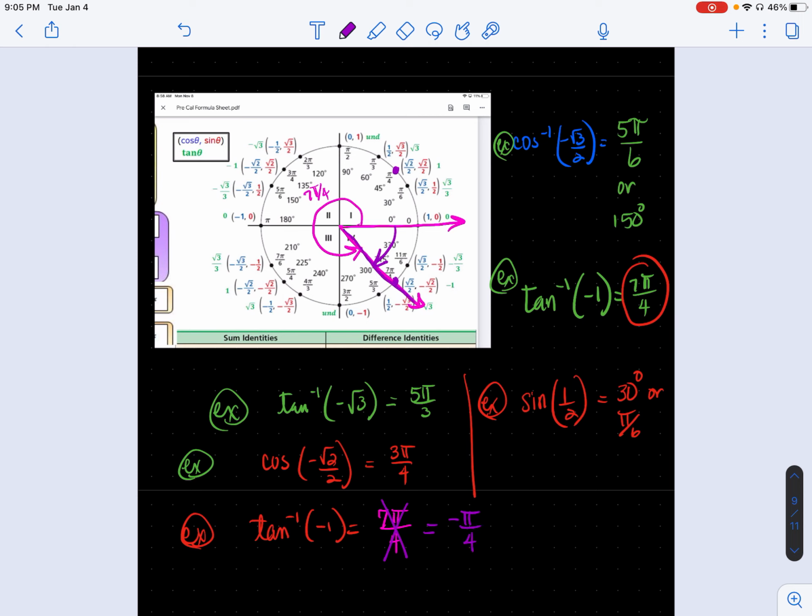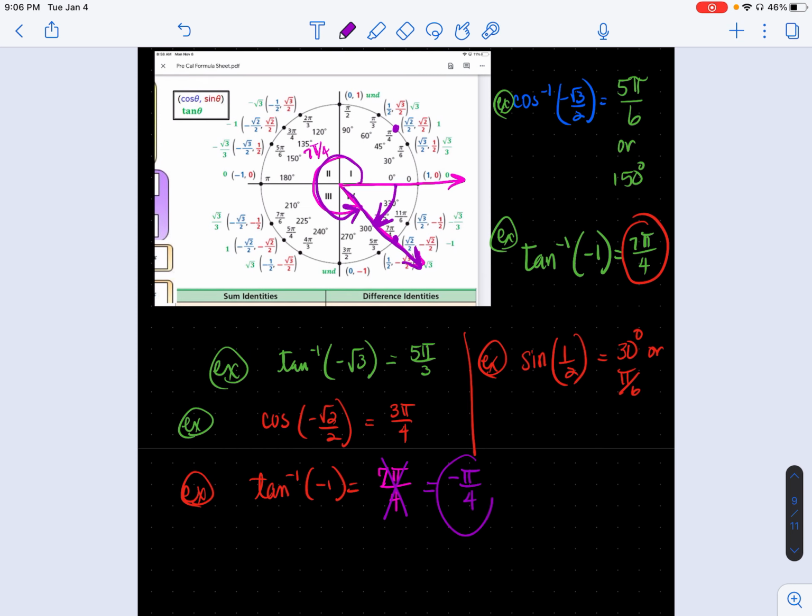We end up at the same location. However, going this way would be calling this angle a positive angle, and going this way would be calling that same angle a negative angle, but that's a reference angle. And this would be acceptable.